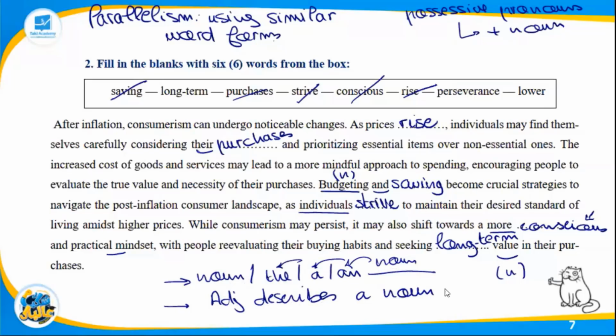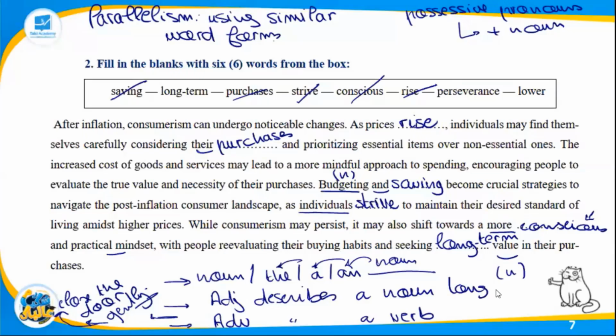Okay, or a long tree. Tefhemin, I also have adverbs. An adverb describes a verb, for example I say to you: close the door gently. Okay, our adverb has ly. When I said gently, I didn't describe the door. I described how you're going to close the door. I described the manner of performing the action. So adverbs describe verbs and adjectives, while adjectives, like in long tree, describe a noun. Okay.